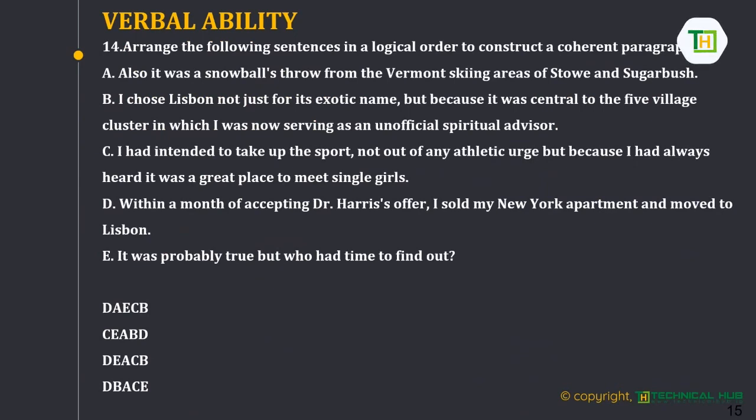Also, it was a snowball's throw from the Vermont skiing areas of Stowe and Sugarbush. I chose Lisbon not just for its exotic name, but because it was central to the five village cluster in which I was now serving as an unofficial spiritual advisor. I had intended to take up the sport not out of any athletic urge, but because I had always heard it was a great place to meet single girls.